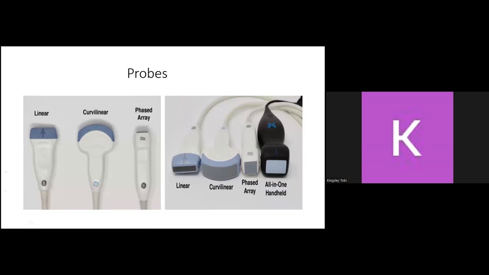Now, this slide shows the different probes. We have the linear probe, the curvilinear, and the phased array. Curvilinear probes can most of the time be used for abdominal examinations, while the phased array, also known as the cardiac probe, is for cardiac structures. On the right side of the slide, we have what we call the all-in-one handheld ultrasound probe, which combines all the features of the three common ultrasound probes. This is what we use especially for the Butterfly ultrasound or other handheld ultrasound machines around.